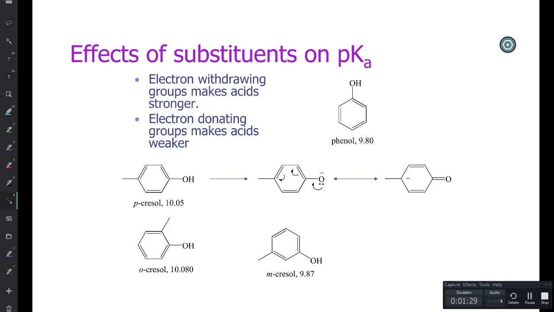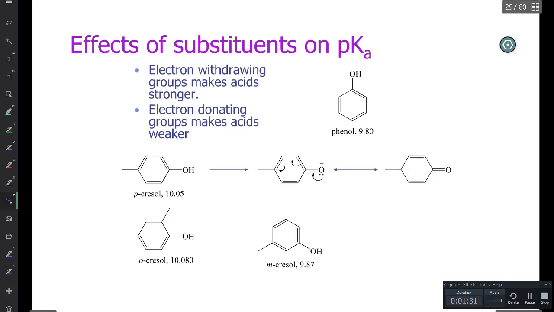Here's an example. We have a phenol, which is cresol in this case, and this methyl is an electron donating group. The result is that phenol has a pKa of 9.8, but cresol has a slightly higher pKa. It's a slightly weaker acid.